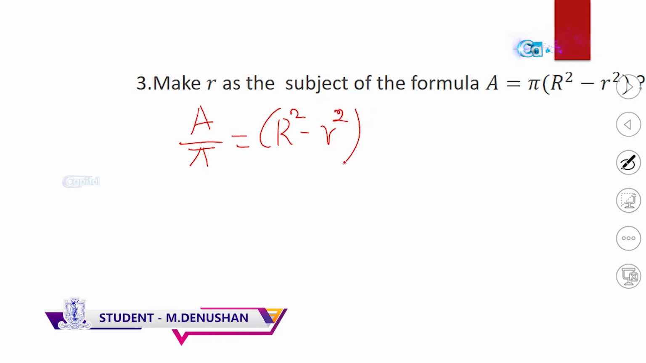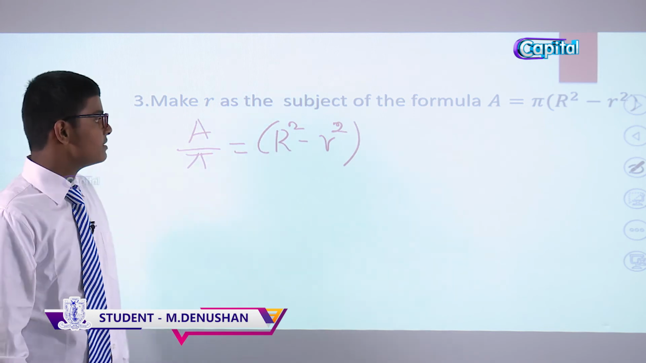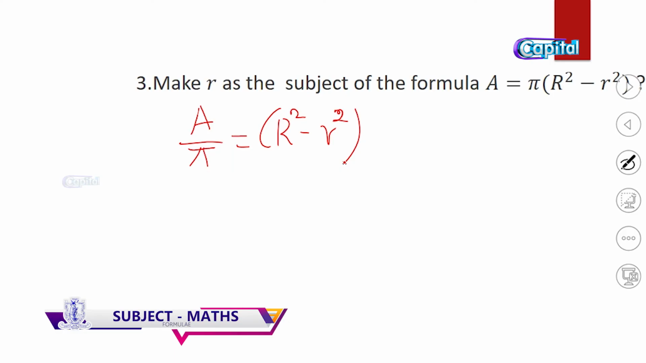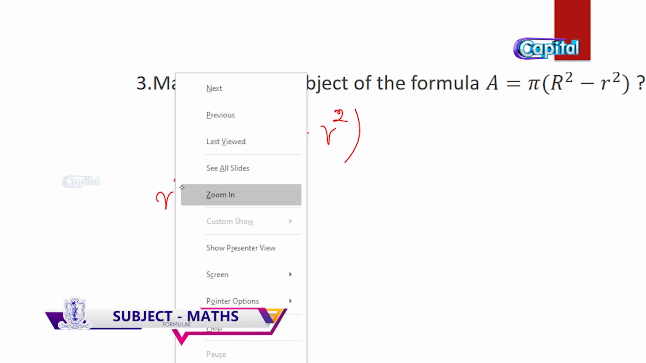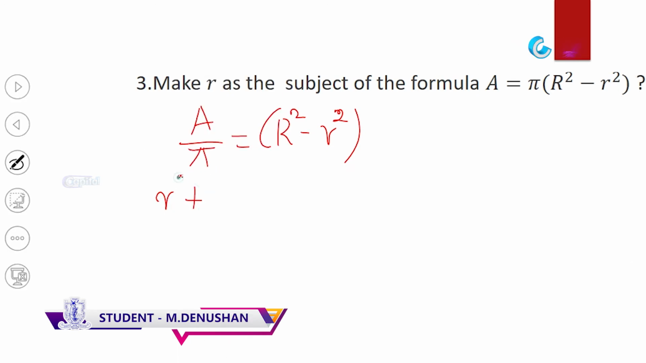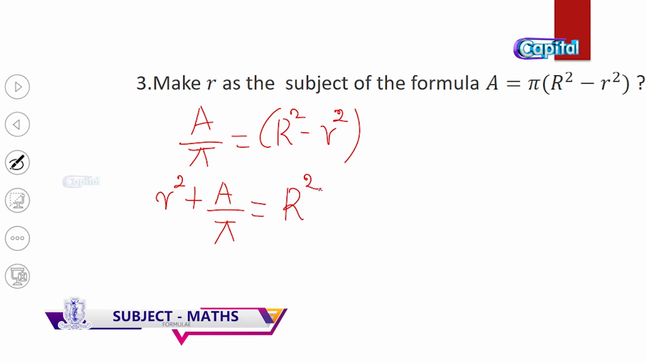But we have to make the coefficient of r squared positive. For that purpose we have to add r squared to both sides. Then we obtain that r squared plus A over pi is equal to capital R squared. But we have to make small r the subject. For that we have to subtract A over pi from both sides. Then we obtain that r squared is equal to capital R squared minus A over pi. Then we have to take the root of both sides to make r squared into r.